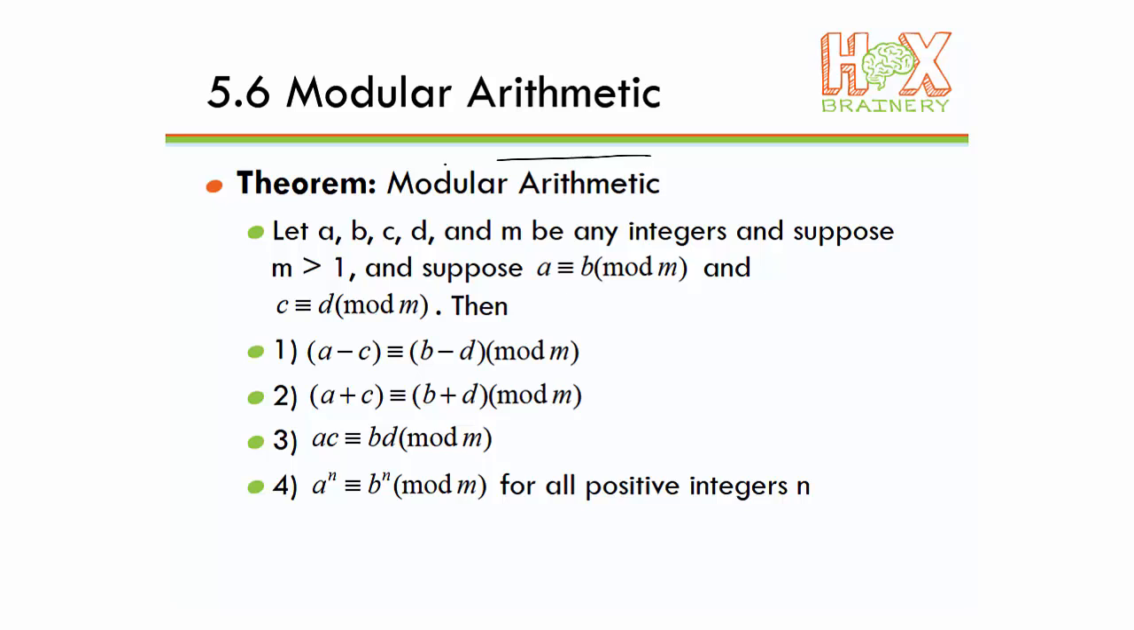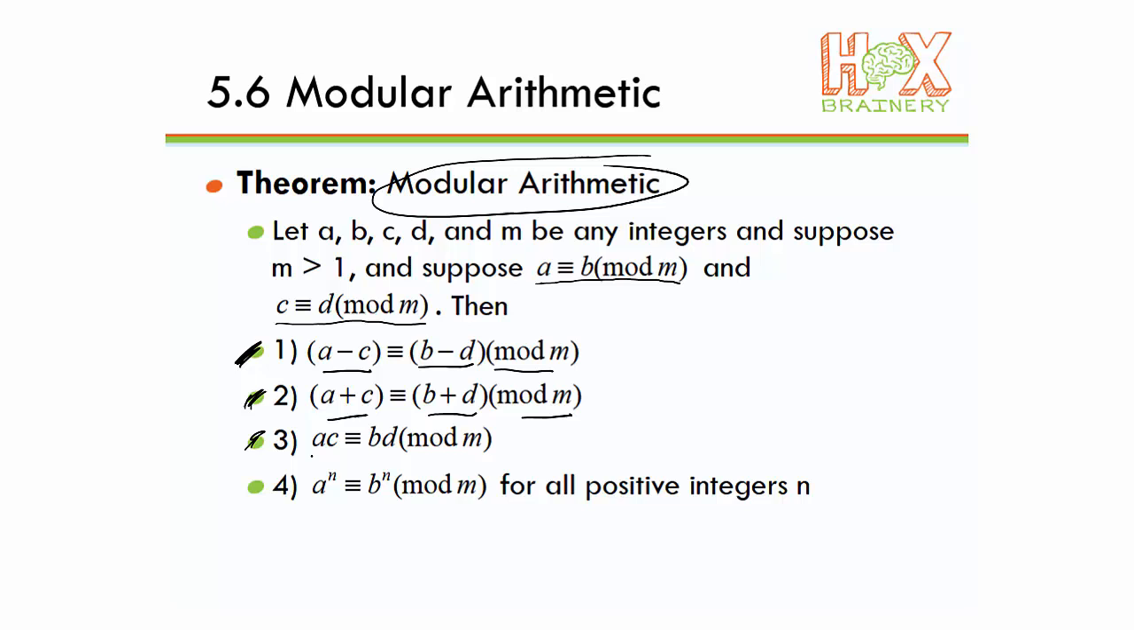And then we have this modular arithmetic theorem. We have a, b, c, d, and m. We're going to let those be any integers, and m is going to be greater than 1. Suppose that a is congruent to b mod m and c is congruent to d mod m. Then a minus c is congruent to b minus d mod m, and a plus c is congruent to b plus d mod m.